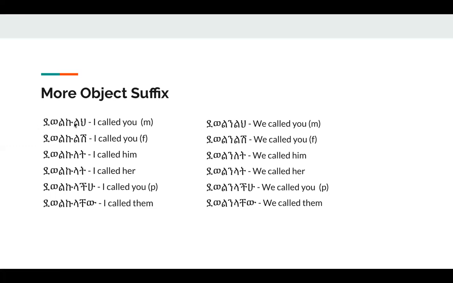First here, everything started with Dawul Ku, and then it had the different ending, right? Here it's going to start with Dawulin, because Dawulin means we called. Because after that, we would say Dawulin Leh, Dawulin Lish, we called you. Dawulin Let, we called him. Dawulin Lat, we called her. Dawulin Lachu, we called you guys. Dawulin Lacho, we called them.